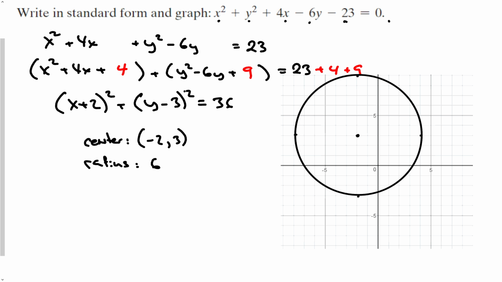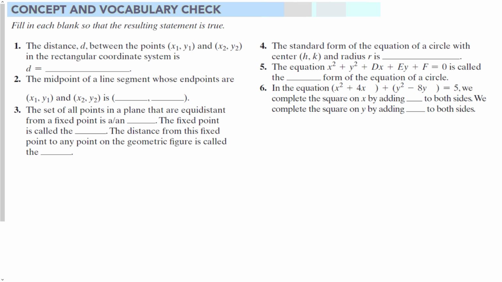Okay, so I believe that is everything. Yes. So that was 1.9 distance and midpoint formulas and circles.